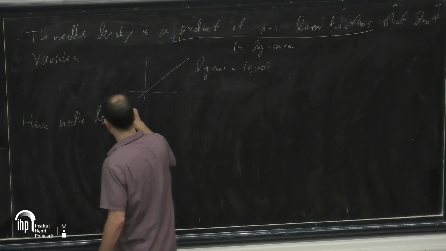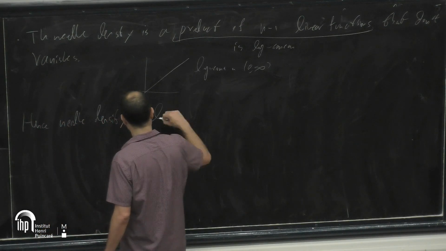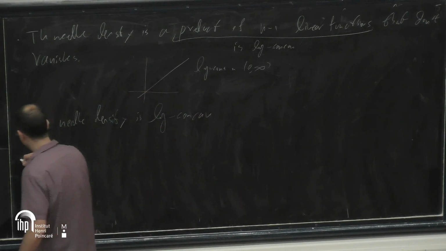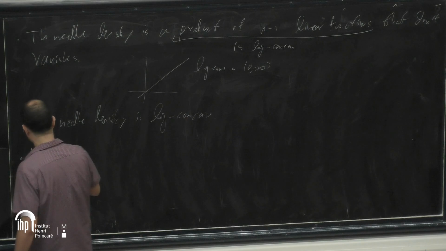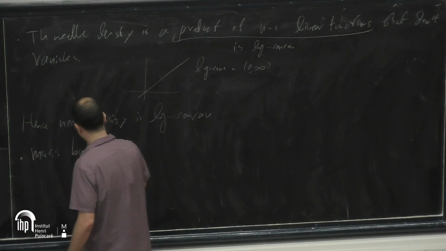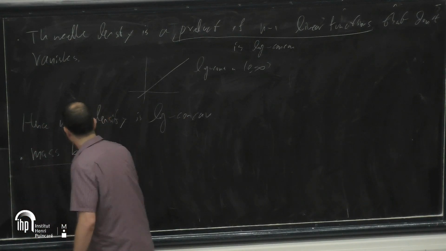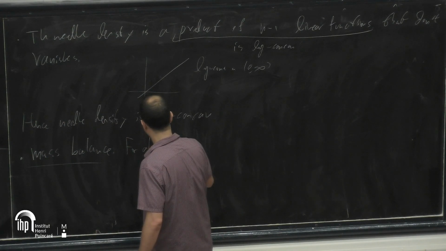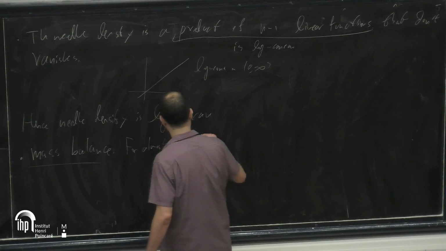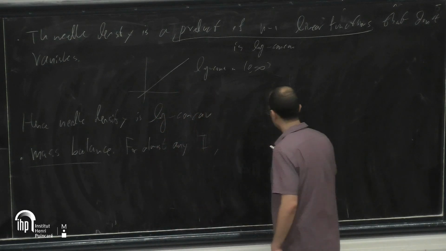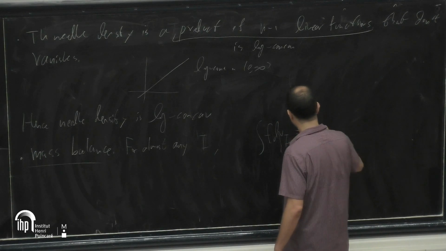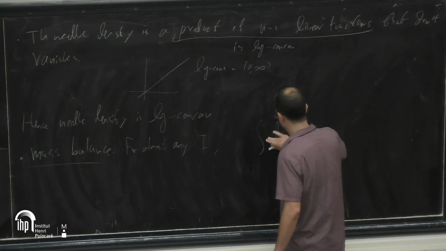And next, what remains to be explained is the mass balance condition. So we need to show that for almost any I, we want to show that the integral of f d mu I is 0.